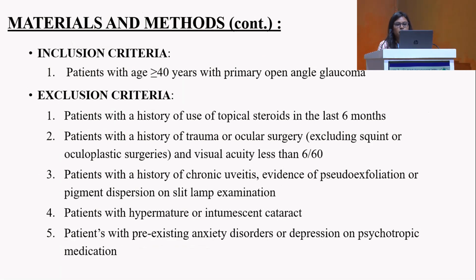Patients with primary open-angle glaucoma above 40 years of age were included in this study. Patients with a history of steroid use in the last 6 months, history of trauma, ocular surgery, visual acuity less than 6/60, chronic uveitis, evidence of pseudoexfoliation, pigment dispersion, hypermature intumescent cataract, and those with pre-existing anxiety disorders or depression who are on psychotropic medication were excluded from the study.